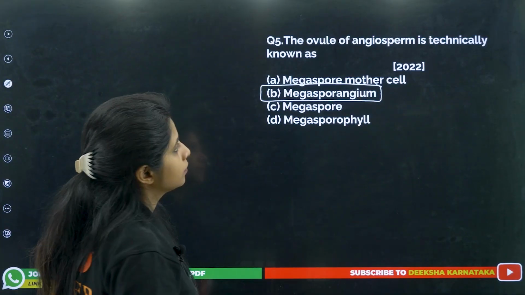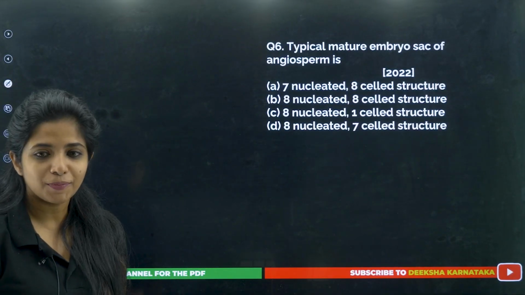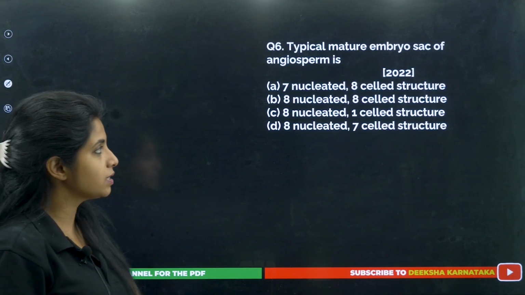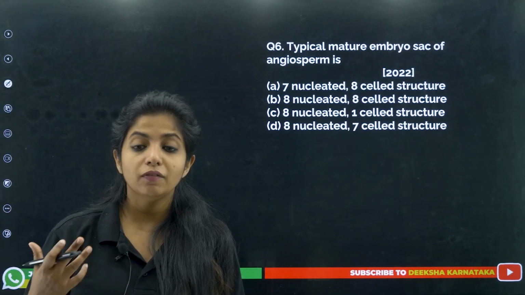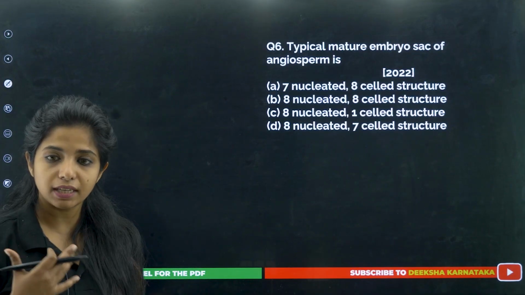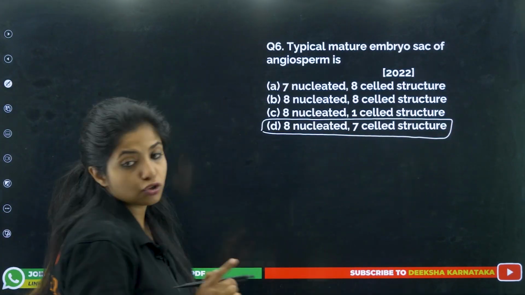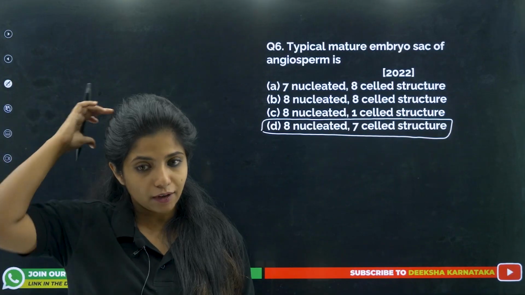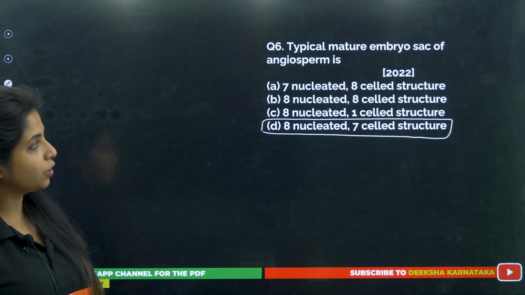Megasporangium. Okay, next, a typical mature embryo sac of angiosperm: how many nuclei is that? How many cells does it have? The number of cells is less, the number of nuclei is more. So it will be 8 nucleated, but it will be 7 celled, because 2 nuclei are being taken by the central cell itself. You now see how many questions you are able to solve with that particular topic.